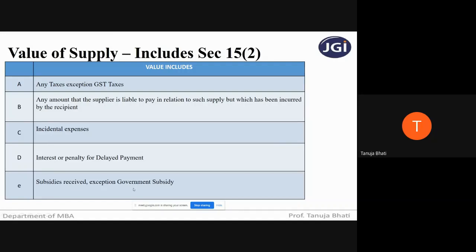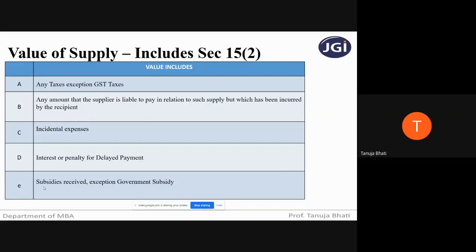But suppose the same subsidy was received by Karnataka government. Karnataka government said that for this particular type of transaction, since you are helping the people there, we give you a certain amount of subsidy. Now, if it is received by Karnataka government, whatever amount of subsidy is received, that should not be included in the value because it is subsidies received exception government subsidy. Government can be state government, central government. So subsidies received by any person other than government should be included in the transaction value.